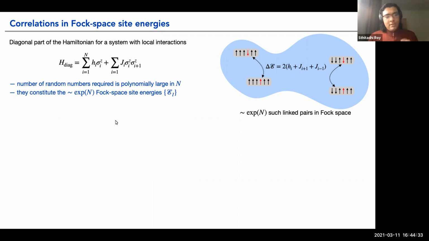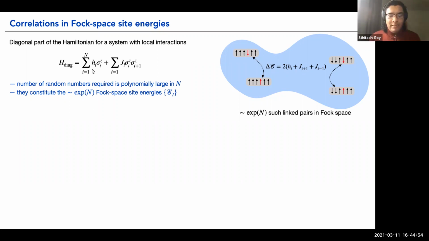On the other hand, these random numbers get added and subtracted with random signs to give you the Fock-space eigenenergies. So if I think of Fock space as a black box where I feed in 2n random numbers and take out 2 to the power n random numbers, it's obvious that I did not supply as many input random numbers as I pulled out.